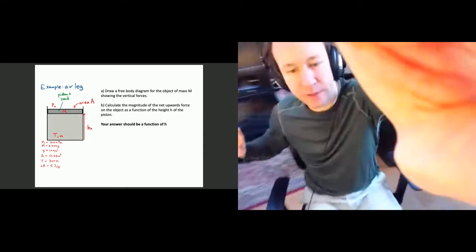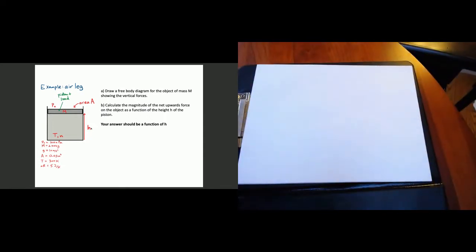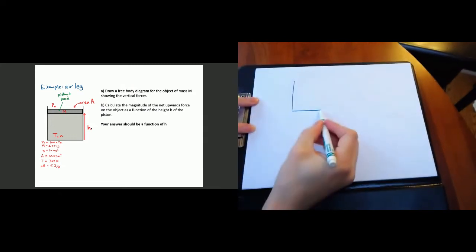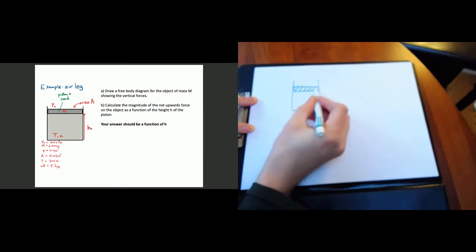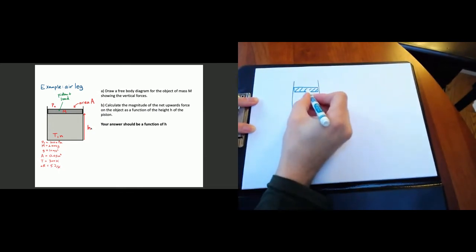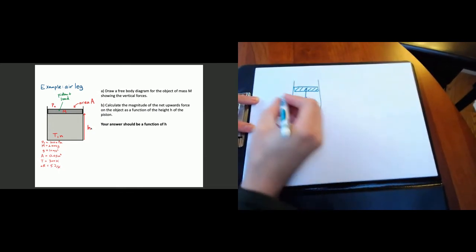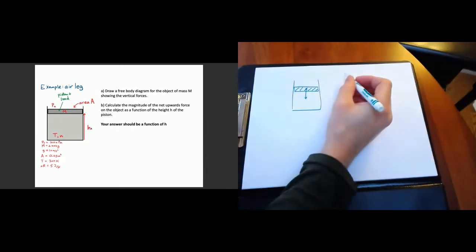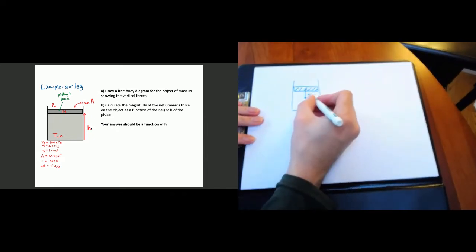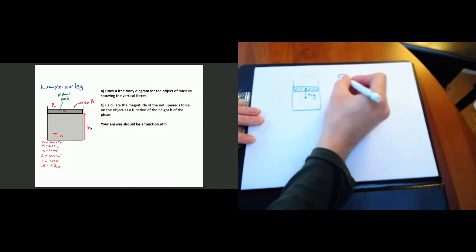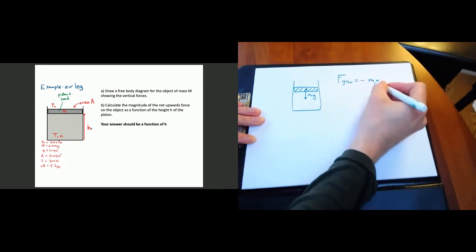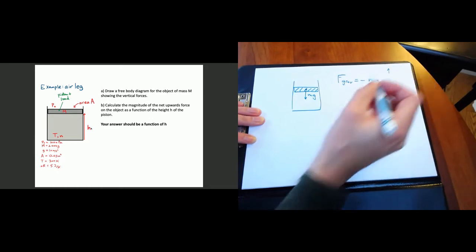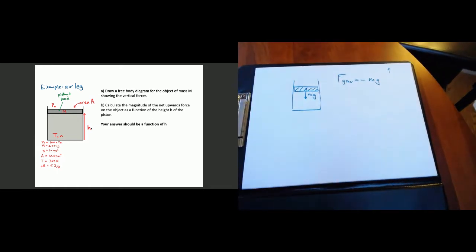All right, so let's go through this. In this situation, there are three forces that we need to consider. The first one is, so let's define upward forces to be positive. So our first force is gravity, and that's equal to minus mg. That doesn't depend on the height.